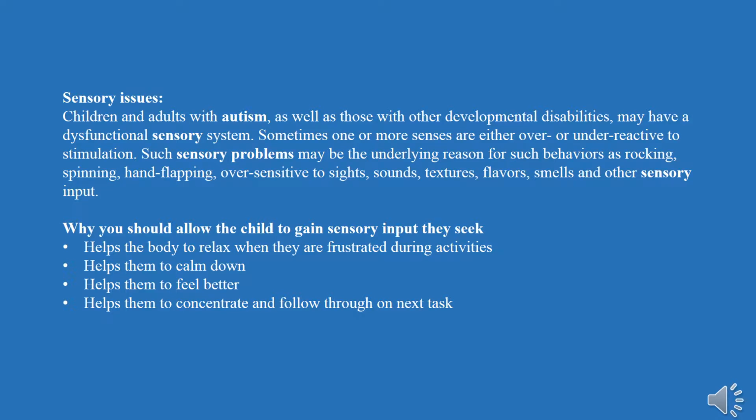Sensory issues. Children and adults with autism, as well as those with other developmental disabilities, may have a dysfunctional sensory system. Sometimes one or more senses are either over or underreactive to stimulation. Such sensory problems may be the underlying reason for such behaviors as rocking, spinning, hand flapping, and being oversensitive to sight, sounds, textures, flavors, smells, and other sensory input that might upset the child.